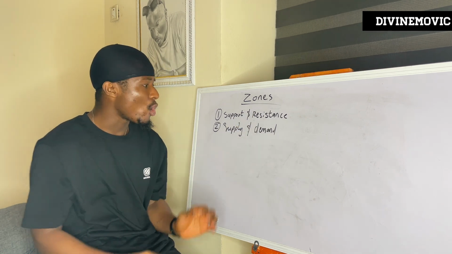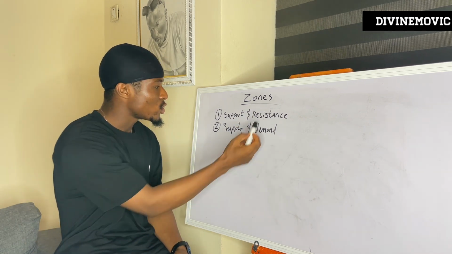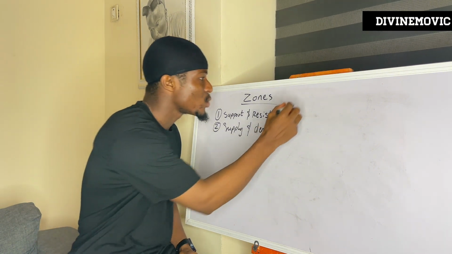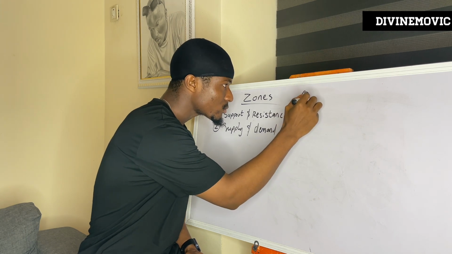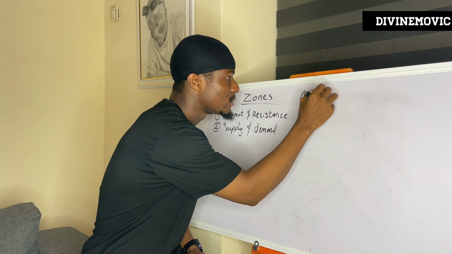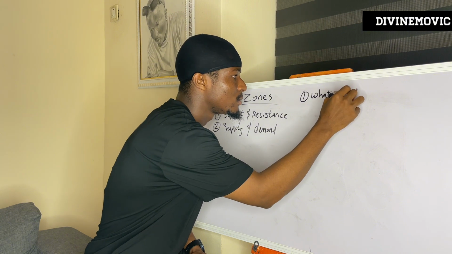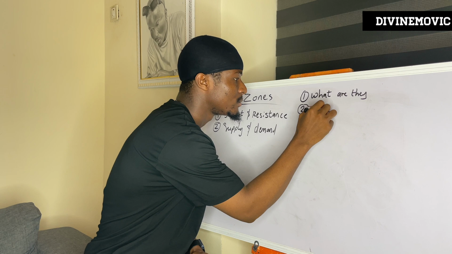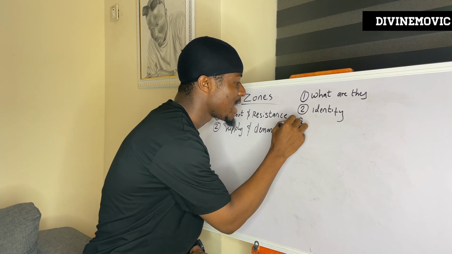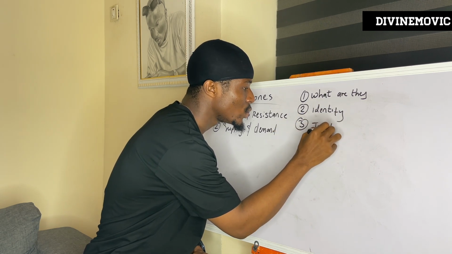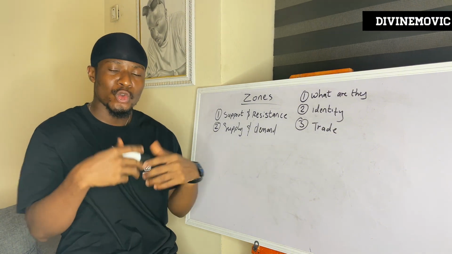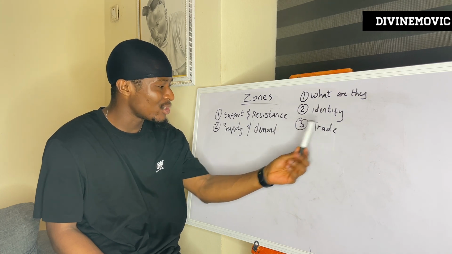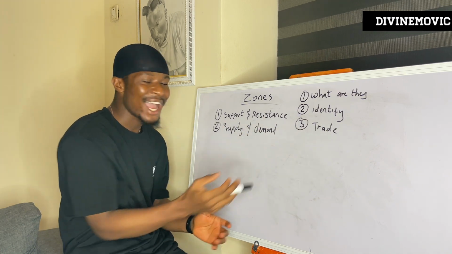Now, we are going to learn these things together, what support and resistance is and what supply and demand is, by simply answering three questions. One, what are they? Two, how to identify them? And three, how to trade these zones. So we're going to understand this together by answering these three questions, and these three questions are going to give us an idea of what these two things are in this class.